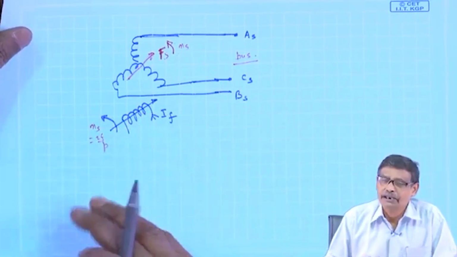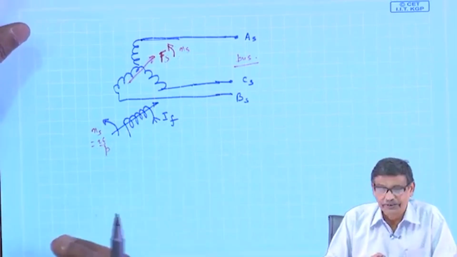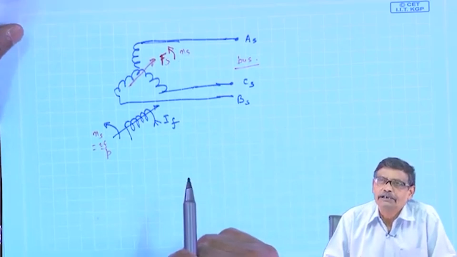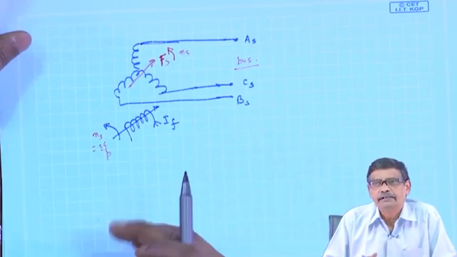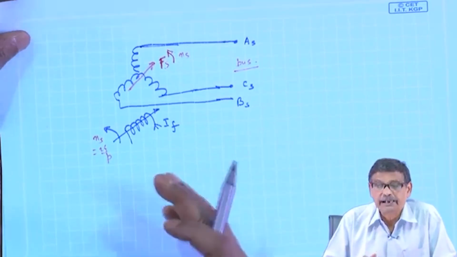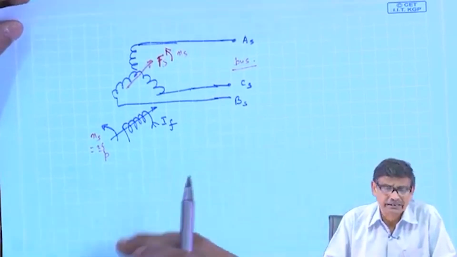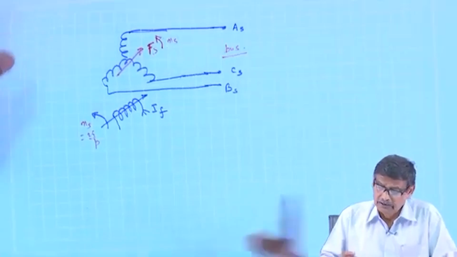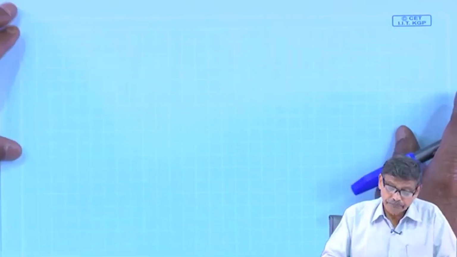We will see. In the induction machine, you cannot do anything. The exciting current is drawn from the bus itself, that is all, the magnetizing current, and magnetizing current causes lower power factor, particularly at lighter load conditions.